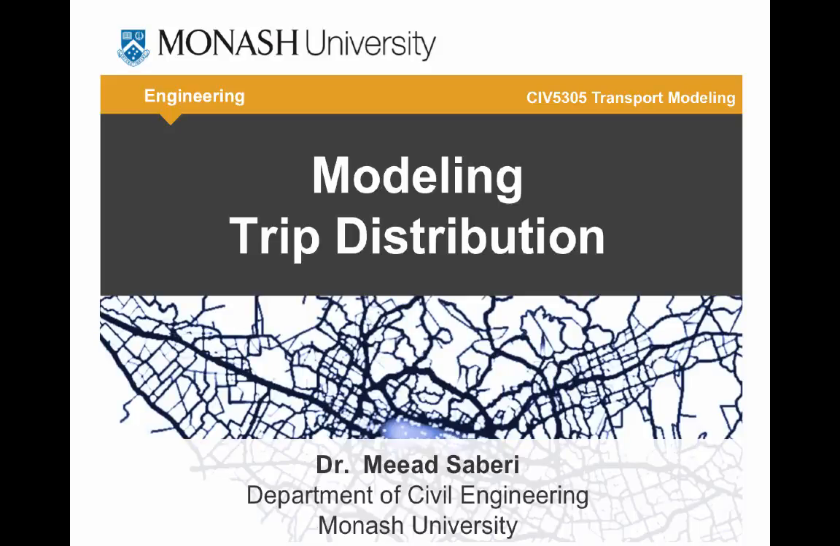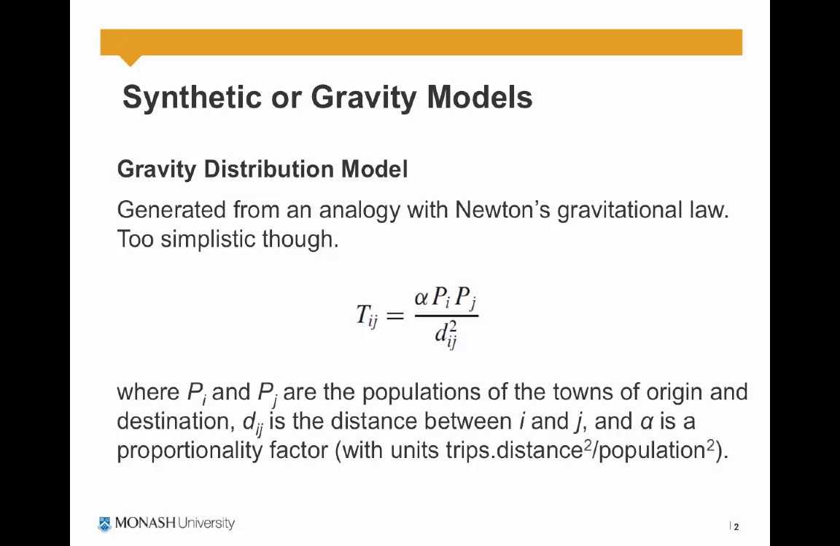In the second part of this week's lecture, we will go over the synthetic or gravity models that are used in trip distribution modeling. Gravity models are generated from an analogy with Newton's gravitational law, and it states that the number of trips going from i to j is equal to a proportionality factor multiplied by the population of zone i multiplied by the population of zone j divided by the square of the distance between i and j.